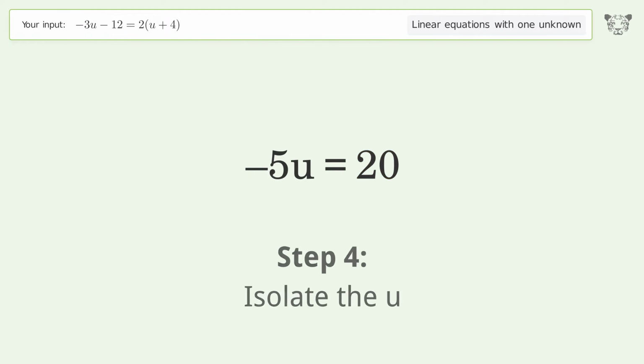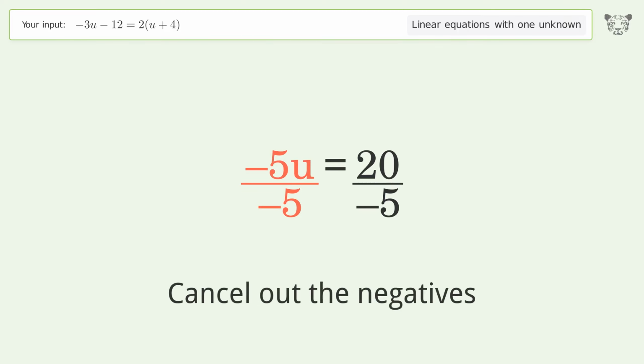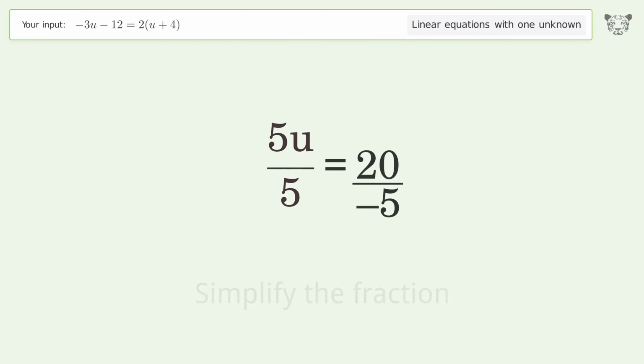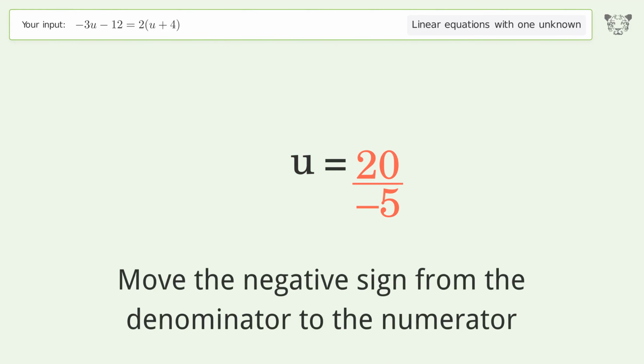Isolate the u. Divide both sides by negative 5. Cancel out the negatives. Simplify the fraction. Move the negative sign from the denominator to the numerator.